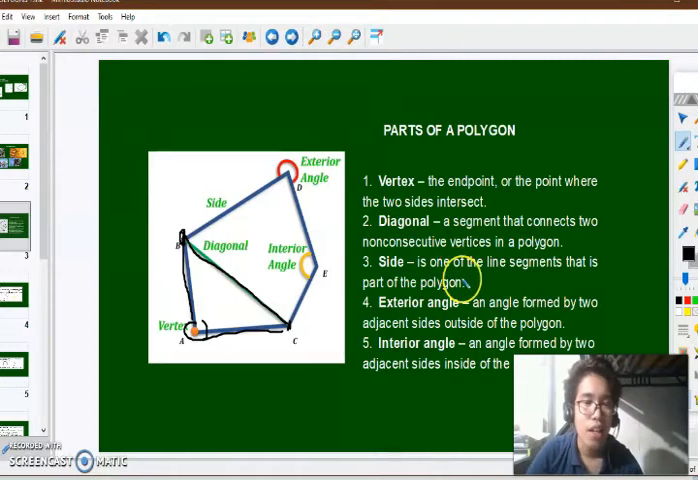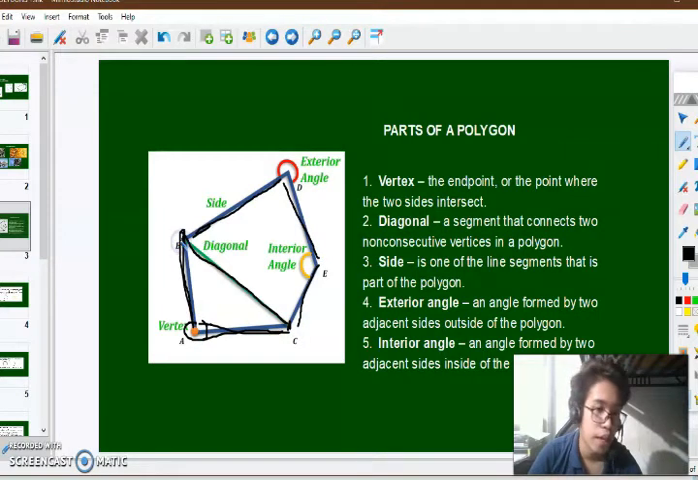And then a side is one of the line segments that is part of the polygon. So we have here different sides: side BD, side DE, side EC, side CA, and then side AB or BA. You can interchange those two. So we have 5 different sides for this polygon, for this pentagon.